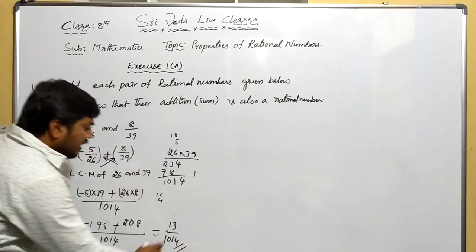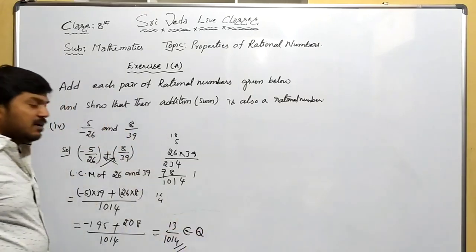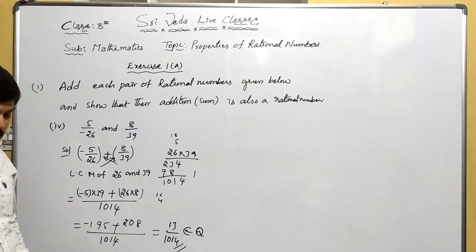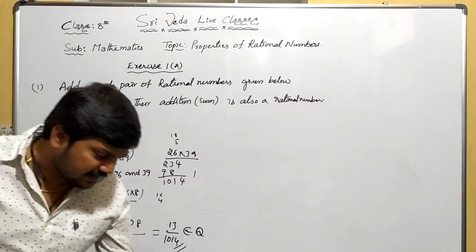What is the answer now? It is also a rational number, right? So it is also a rational number. Like this you can do additions also. Okay. Shall we go through the next one, the second main?